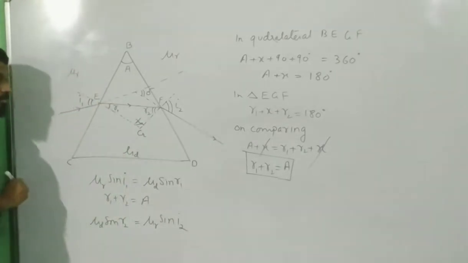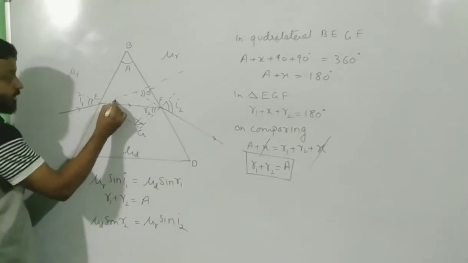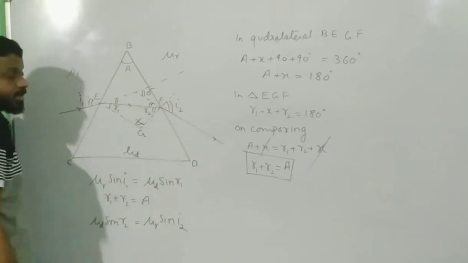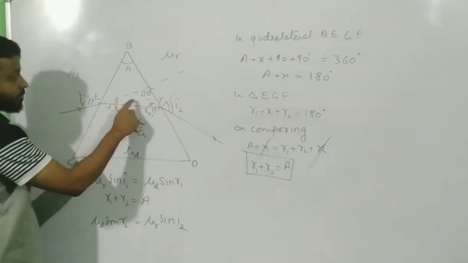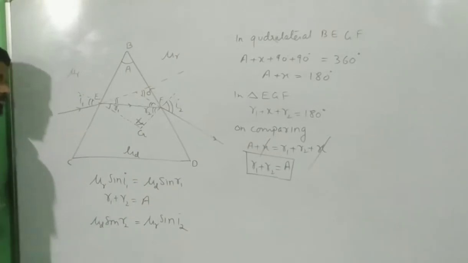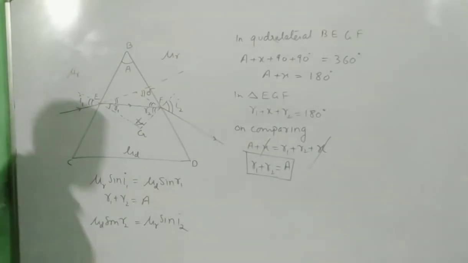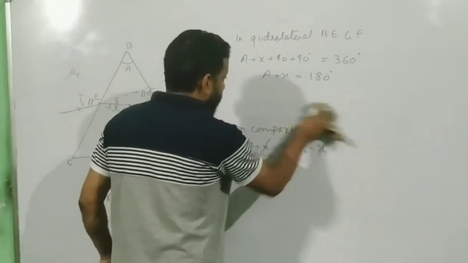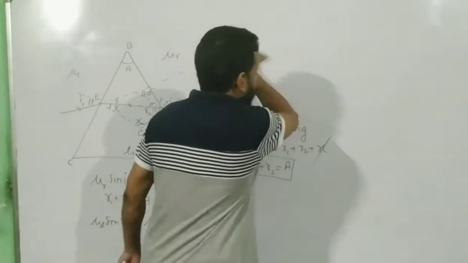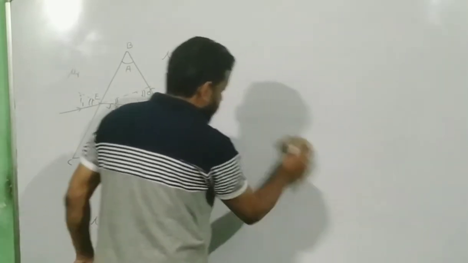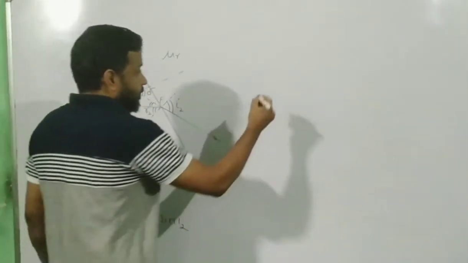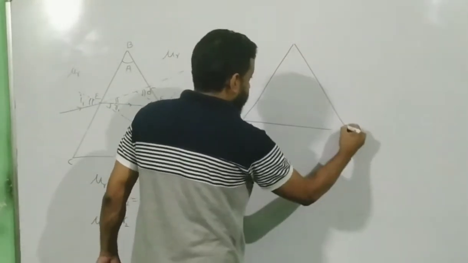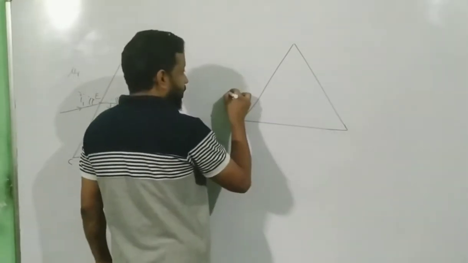In order to find deviation, we have to find this angle and this angle. And we will apply the exterior angle theorem, which says this plus this equals del. And how are we going to do that? For that, I'll just rub this part and redraw the diagram so that it becomes clear to you. Just follow these steps.